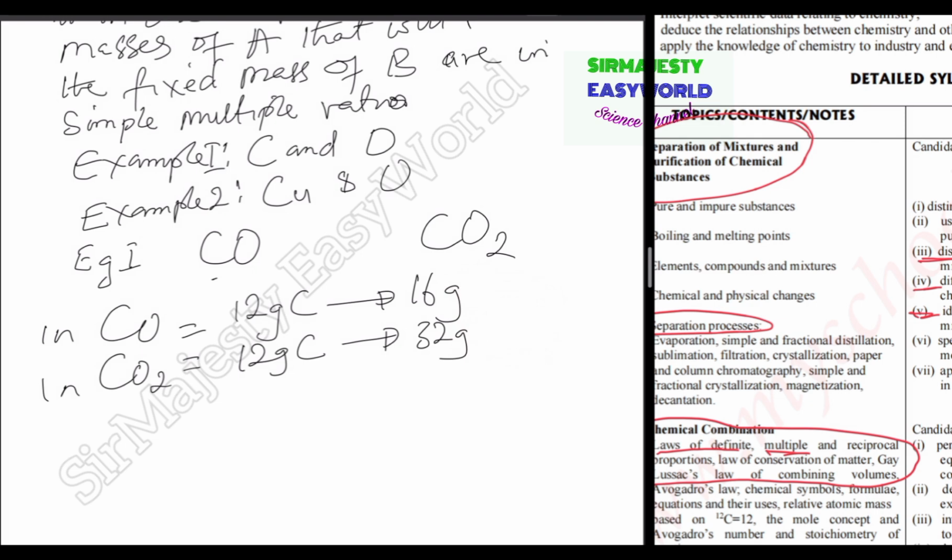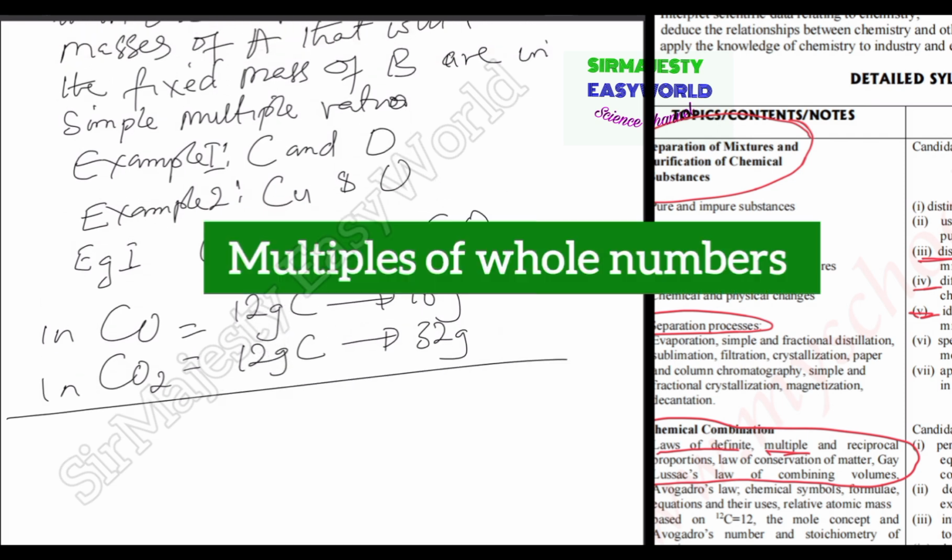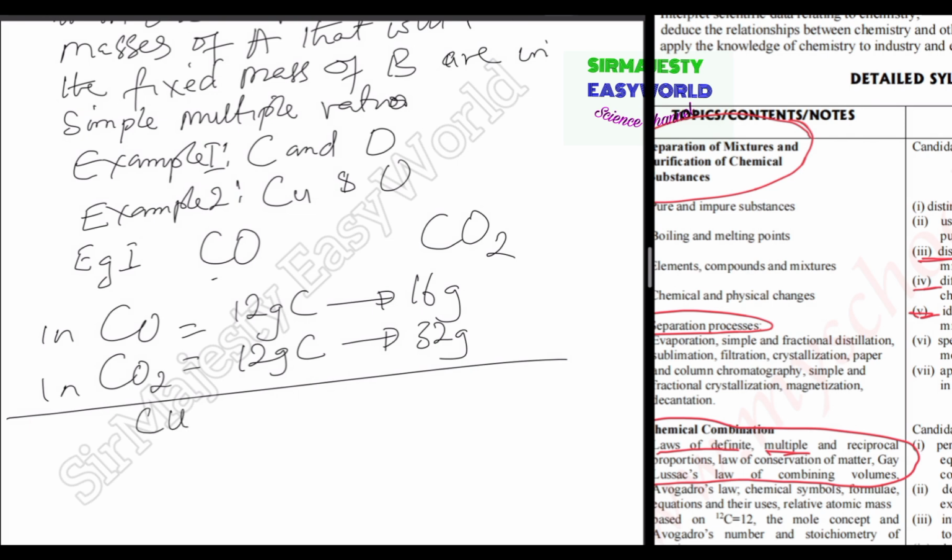We go to example 2, which is copper now and what? Oxygen. In copper and oxygen, we are going to see a similar but slightly different case from the other. Copper and oxygen can form two compounds. This time around, copper 2 oxide and copper 1 oxide.